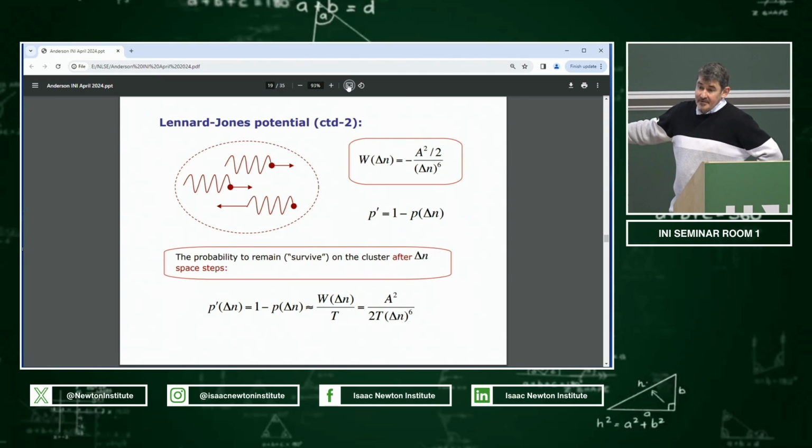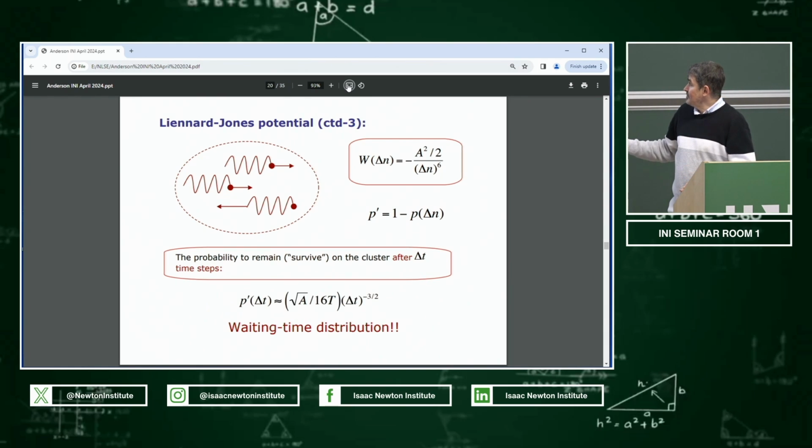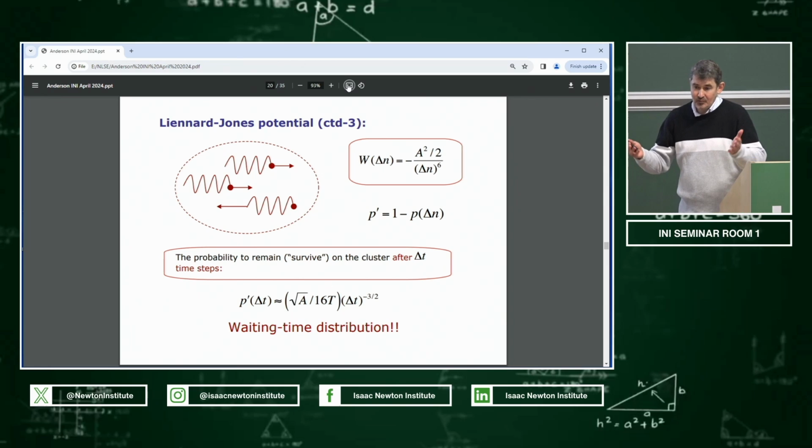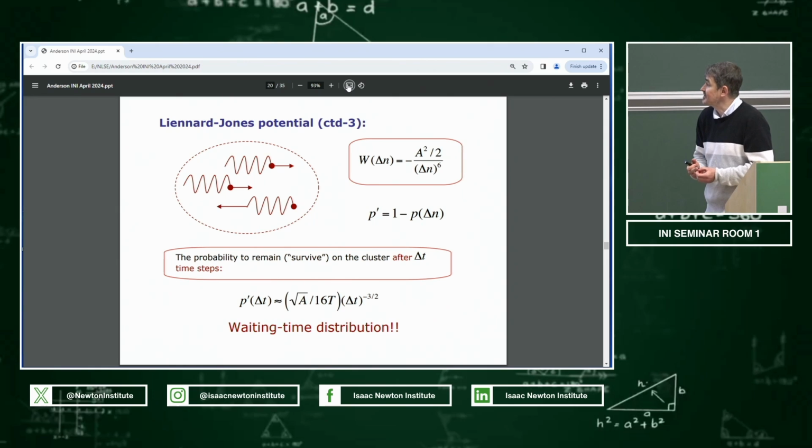And then you might be willing to go from delta n to delta t, so to use a time lag. And then you get a distribution over delta t's, which is actually a waiting time distribution. So you have a situation in which you have clusters. Clusters capture waves, and there is a waiting time distribution to exit these clusters. This, by the way, was seen by Sasha Yom in a numerical simulation, the clustering and the exit time statistics.